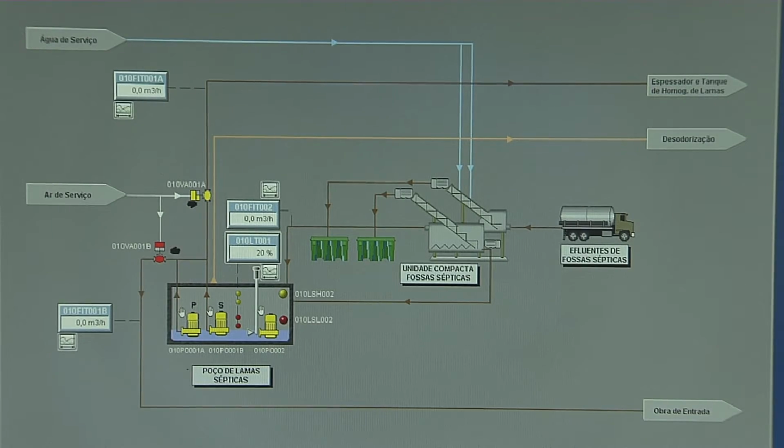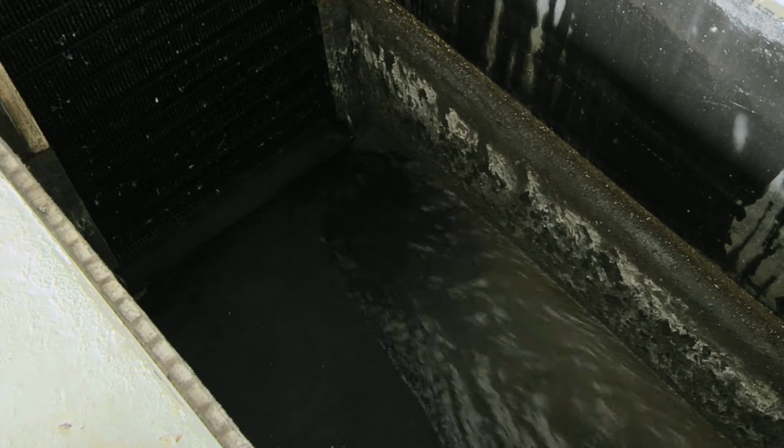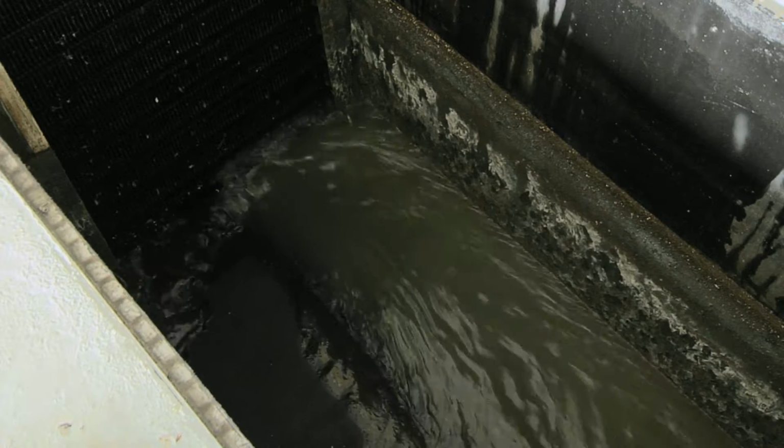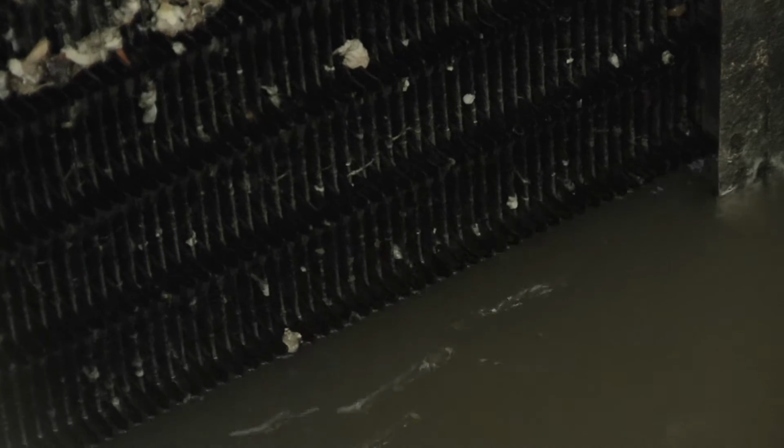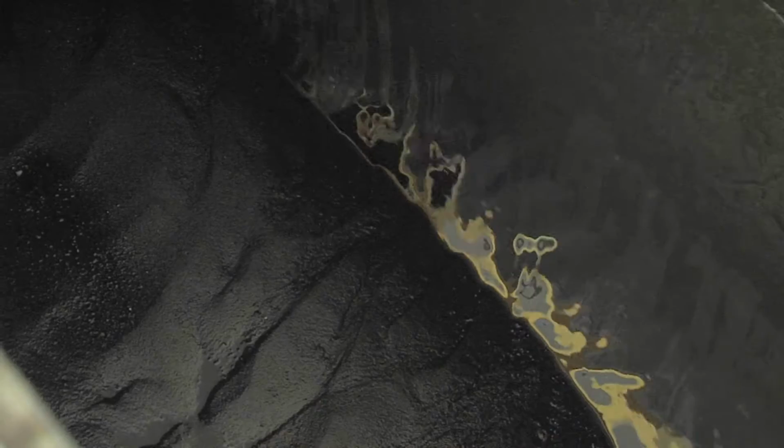This plant can treat 14,400 cubic meters per day of urban wastewater, the equivalent of 65,000 inhabitants. The treatment line comprises liquid phase effluents, solid phase sludges and gas phase odors.